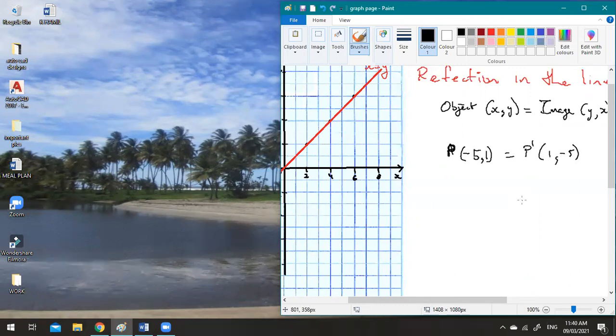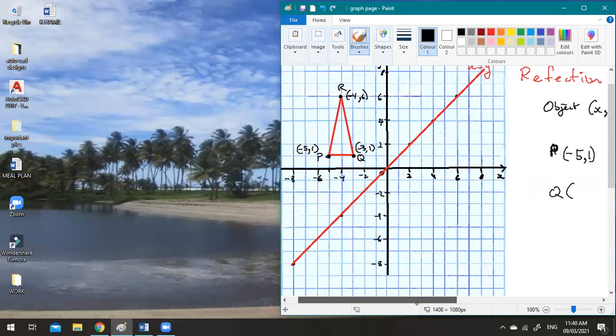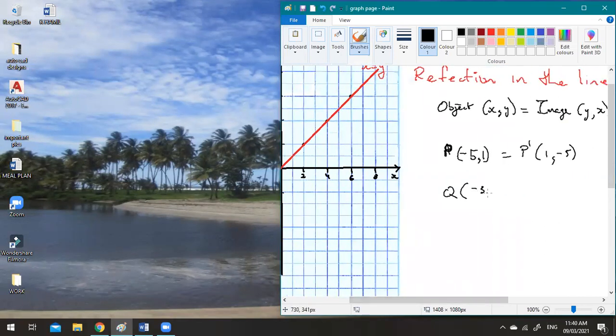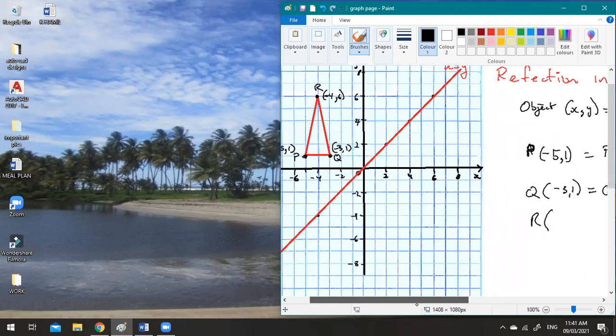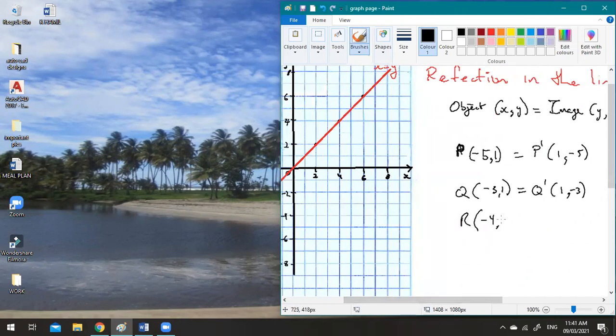Let us replace the values, right? If Q was negative 3, 1, the image of Q will be 1, negative 3. Let's switch the values. And R was negative 4, 6. The image of R would be 6, negative 4. So let's come and plot it on the graph.